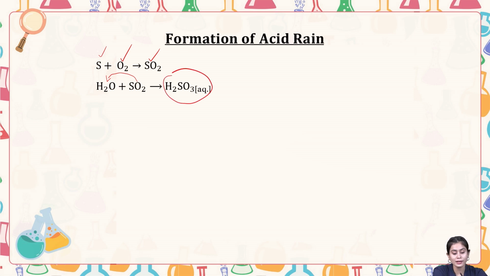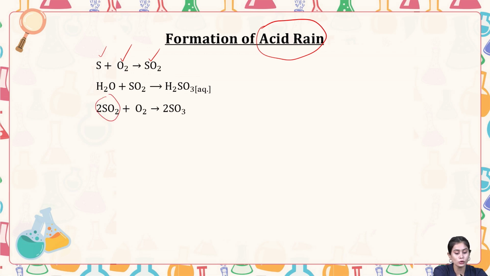Okay, this is sulfurous acid. Why aqueous? Because of course it is dissolved in water and comes down in the form of acid rain. Simple? Okay. Now this SO2, can you see this? This 2SO2 reacts with excess oxygen to form SO3. This SO3 will dissolve in water and form what? H2SO4. Review the reactions quickly.